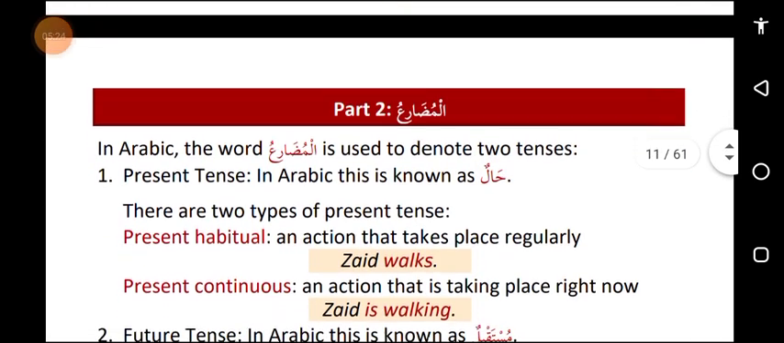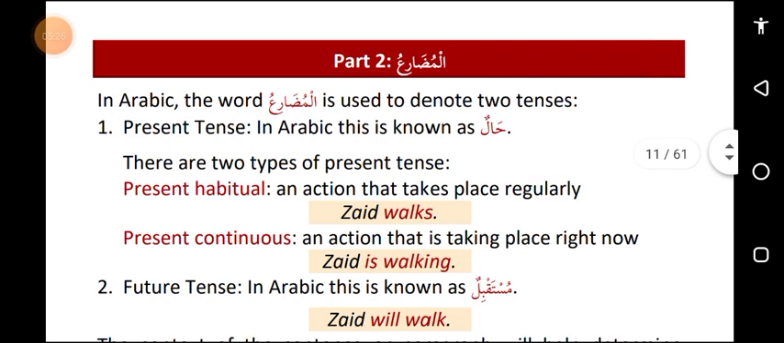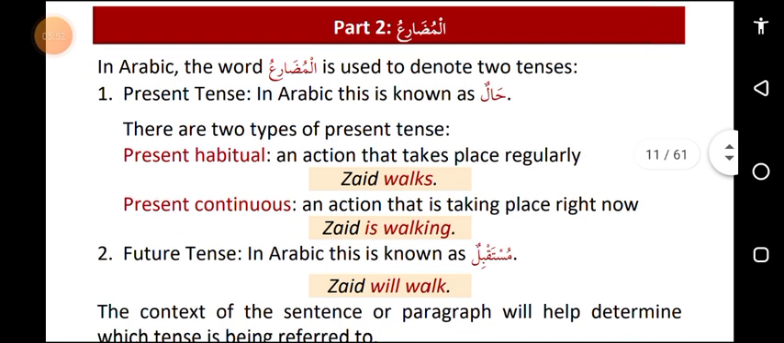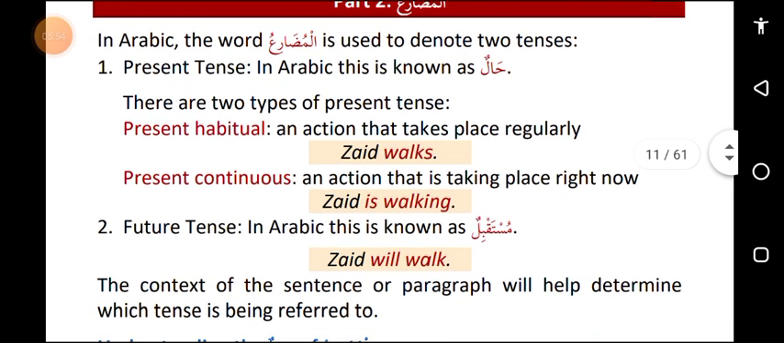So inshallah, we will move on to our lesson for today, which is part 2 exactly, fi'l mudari'. So let's start. Bismillah ar-Rahman ar-Rahim. He says, in Arabic, the word al-mudari' is used to denote two tenses. The present tense in Arabic is known as hal. So fi'l al-mudari' is one word for two tenses, for hal and for mustaqbal. In both cases, the same word is used.